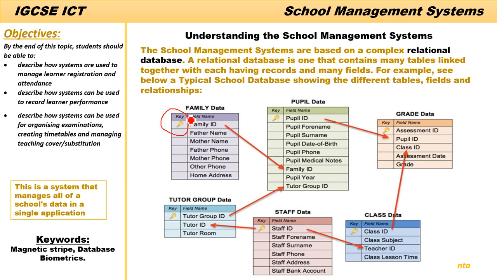So I've made you understand that the school management system makes use of a relational database, and a relational database is one that has multiple tables linked together using the primary key and a foreign key. The primary key is linked to another key in another table, which is called a foreign key. I'm going to explain that later on.